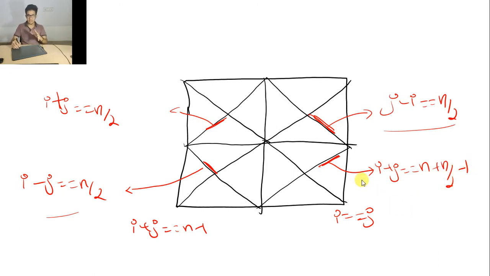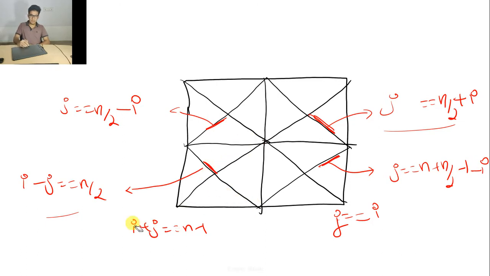After writing this equation, you have to talk in terms of j only. Means j should be on the left side, everything else on the other side. So i equal to j becomes j is equal to i. j minus i, this minus i goes to the right side and becomes plus i. Plus i from this side comes here and becomes minus i. Everywhere, plus i from this side goes here and becomes minus i.